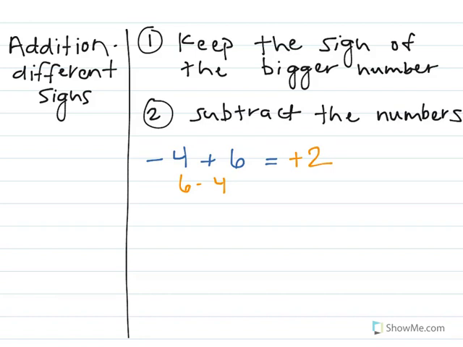Okay, now let's look at negative 17 plus 5. Well, if we compare negative 17 and 5, we see that they have different signs. So we know that we have to follow the process above. And now we just compare our numbers, 17 and 5. 17 is bigger than 5, and 17 is negative. So we know our answer has to be negative. And then we just do 17 minus 5, which is 12. So we know our answer is going to be a negative 12.